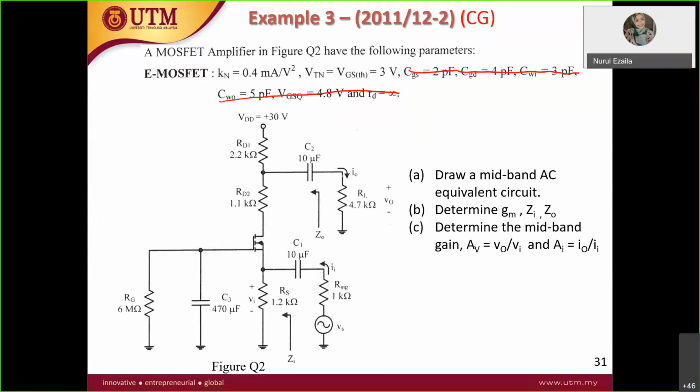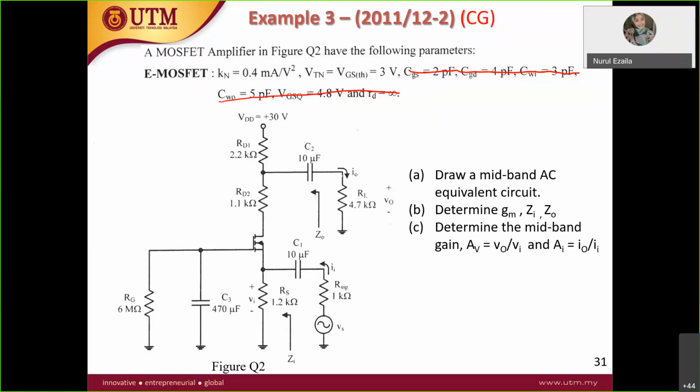So in this question, look at the question here. This is a final year question. Student, are you all there? Yes. All right, look carefully at the question.